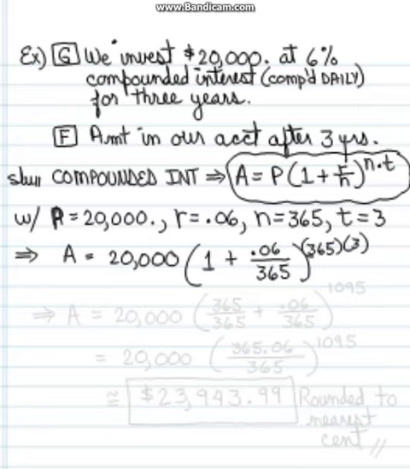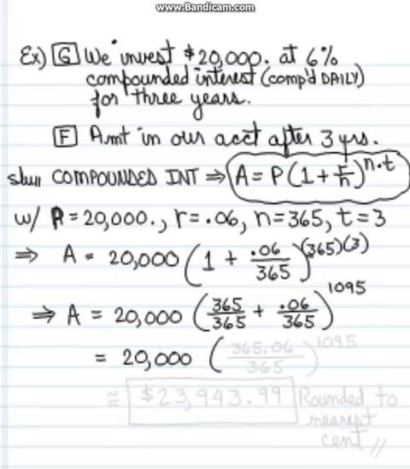Okay, let's continue. A is equal to 20,000 times. We're going to write that once so we can have a common denominator for these two fractions. We'll have to add them. So we get a common denominator for 1. It's 365 over 365 plus 0.06 over 365 raised to the, well, multiply, 365 times 3 gives you 1,095.